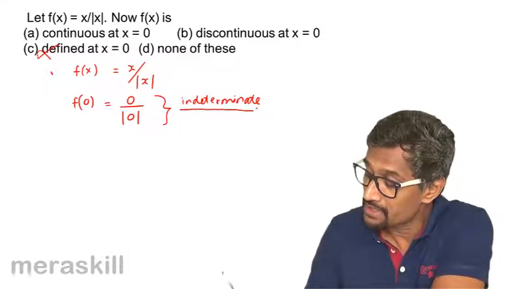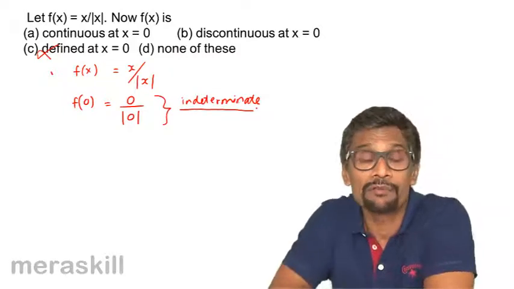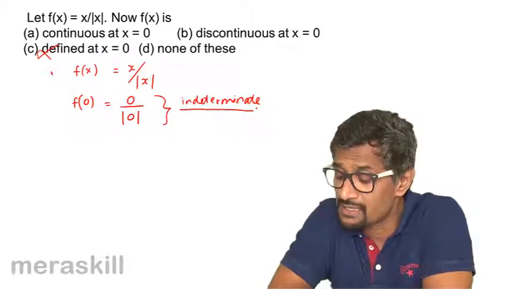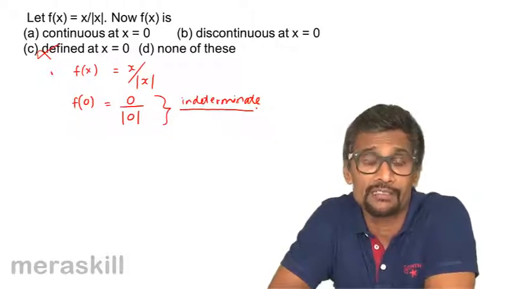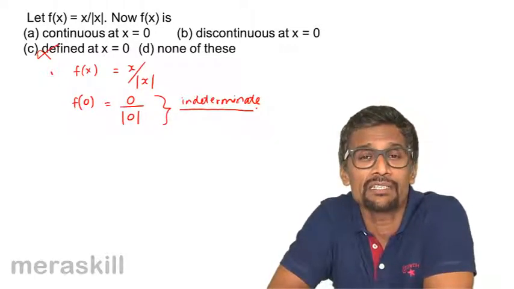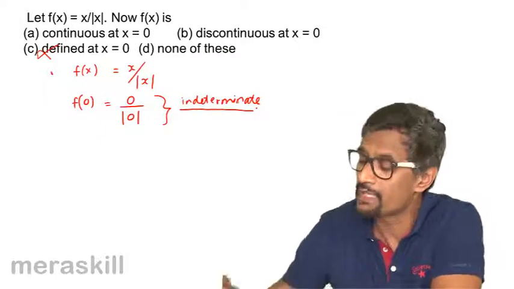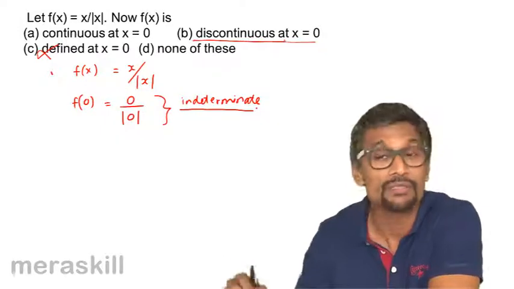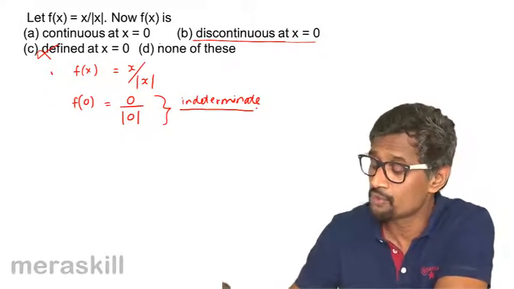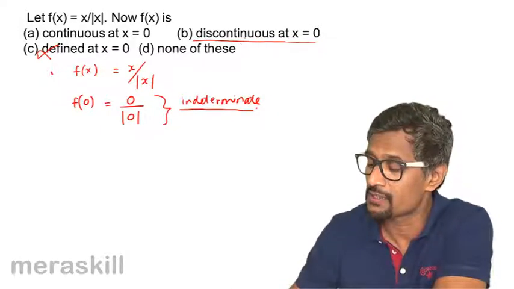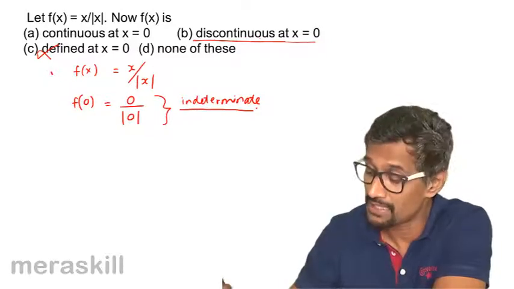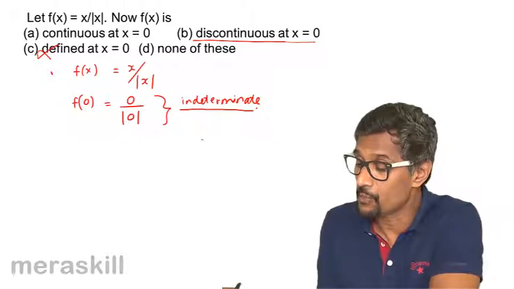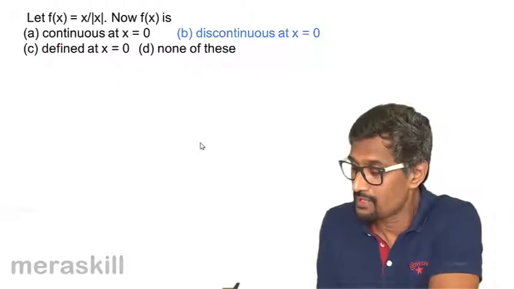So we have indeterminate, which I told you: if a particular function is indeterminate, it means that the limit does not exist at that particular value of x. If it doesn't exist, it means left hand limit and right hand limit both don't exist, which means it is discontinuous at x is equal to 0. In the exam, suppose you even get undefined at x is equal to 0, even that would be right. But among these, the best option is discontinuous at x is equal to 0. Okay, right, we got that.